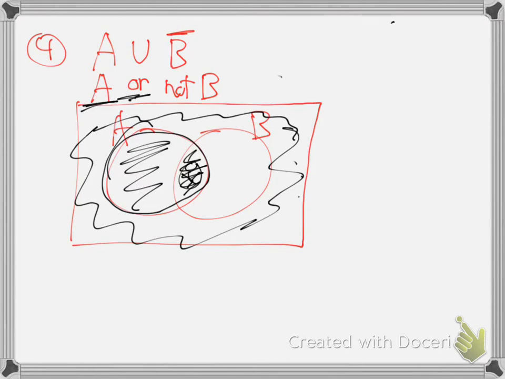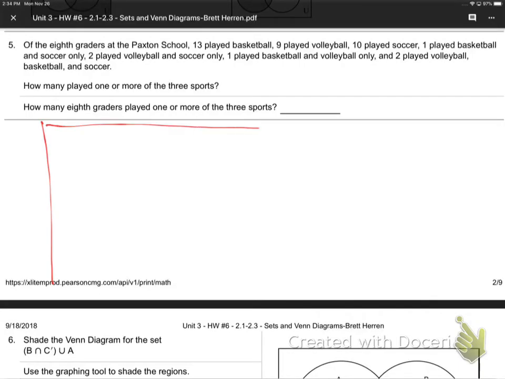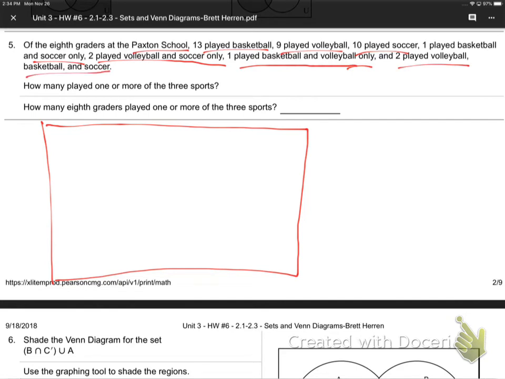We doing good? All right. So let's see here. Of the 8th graders at Paxton School, 13 played basketball, 9 played volleyball, 10 played soccer, 1 played basketball and soccer only, 2 played volleyball and soccer only, 1 played basketball and volleyball only, 2 played volleyball, basketball, and soccer. How many played one or more of the 3 sports? Anybody? I'm just kidding. It's obviously a complex question. That's a hard question. Were you looking for a challenging word problem? All right, let's give it a go here.